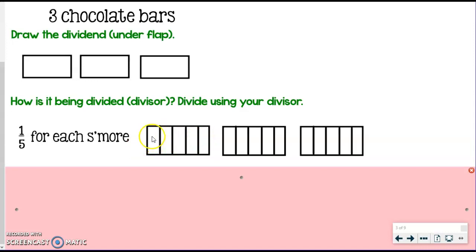So now I've got here my 3 bars, broke them up into fifths. So a hint, you need 1 less line than what you have, right? So I've got 1, 2, 3, 4 lines, creates 5 pieces. So we're just using 1/5 on each s'more.